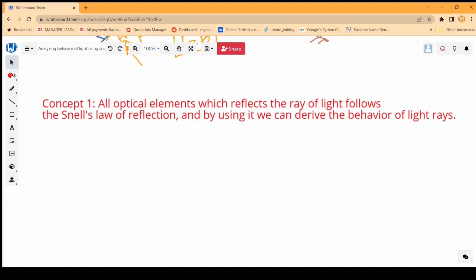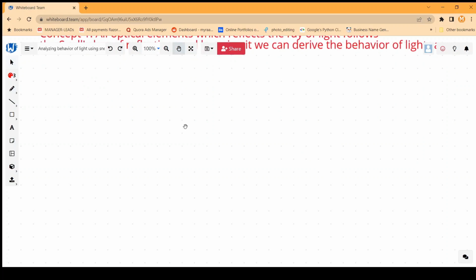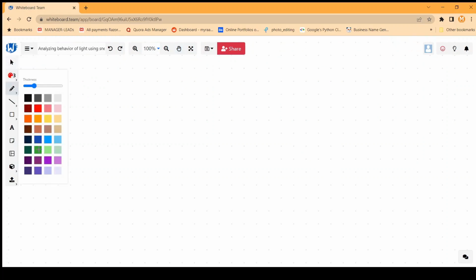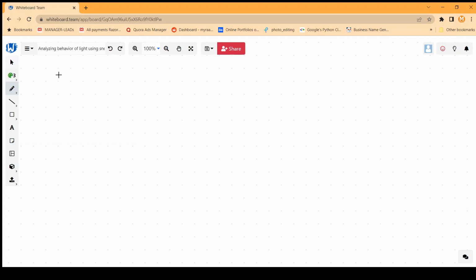So now we are going to move to our second law, which is the law of refraction.